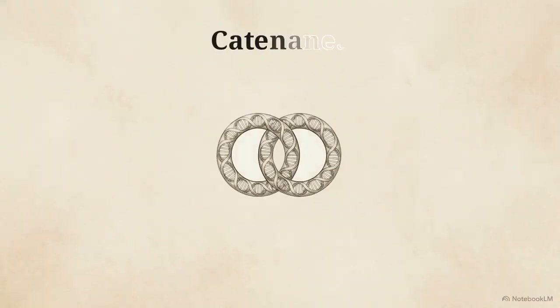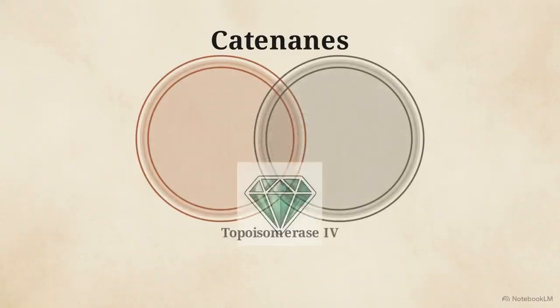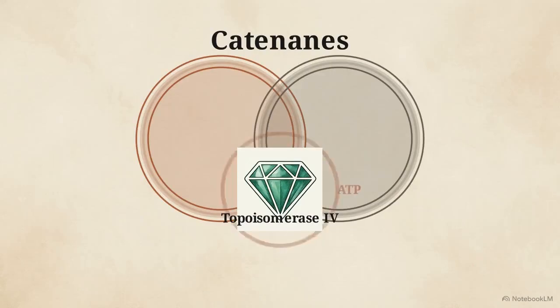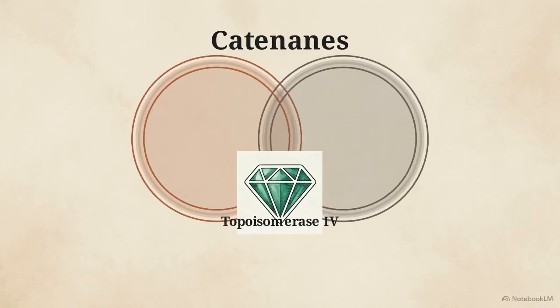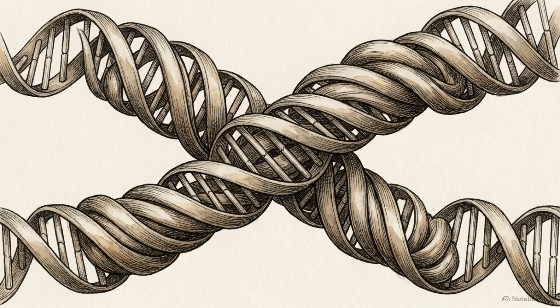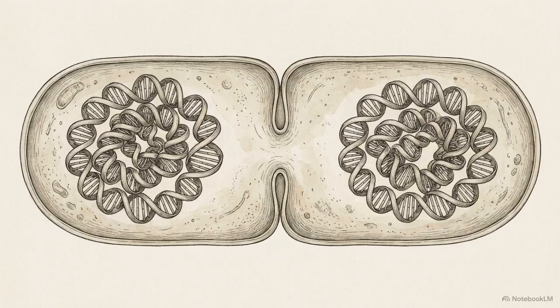To resolve this, the cell calls on topoisomerase 4. This specific type 2 enzyme executes a final ATP-dependent double-strand pass-through to unlink the two rings. Replication cannot conclude until this final topological knot is resolved. Only after topo4 unlinks the catenanes can the separate chromosomes successfully segregate into daughter cells.